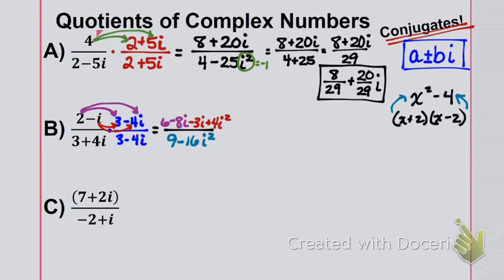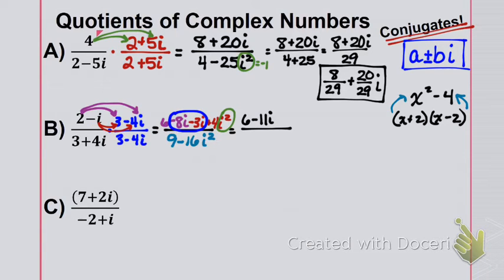8i and 3i. Both of those are negative, so when I combine those together, I get what? Negative 11. Negative 11, yes. So I have 6 minus 11i. What else can I do?